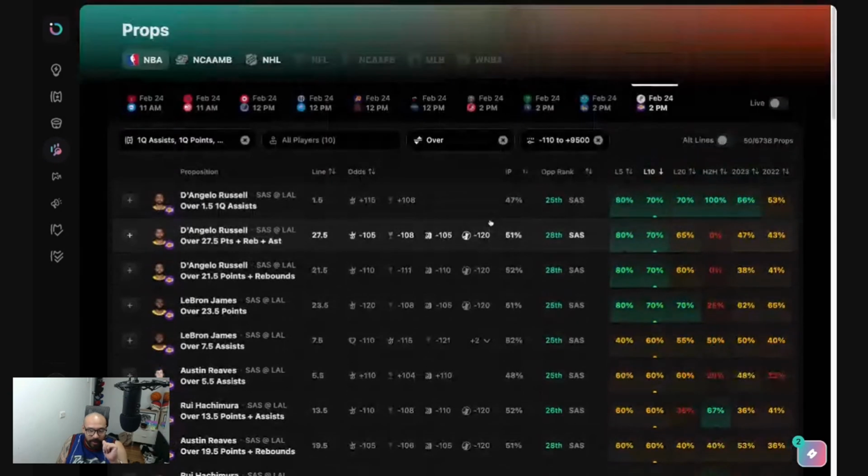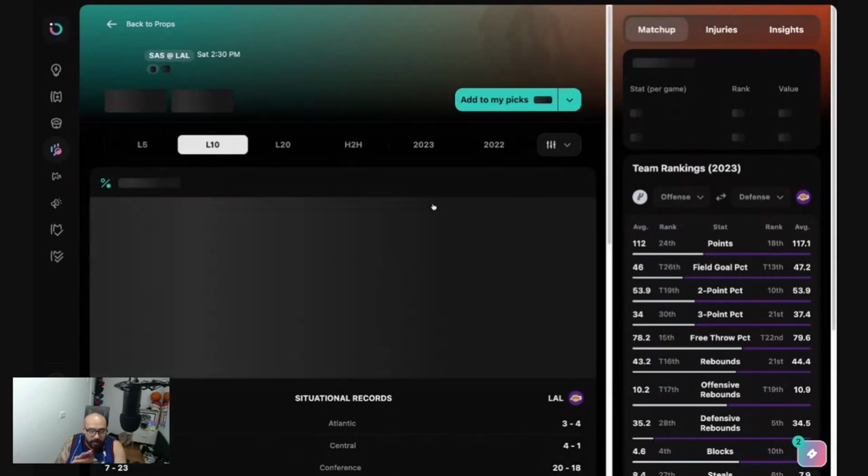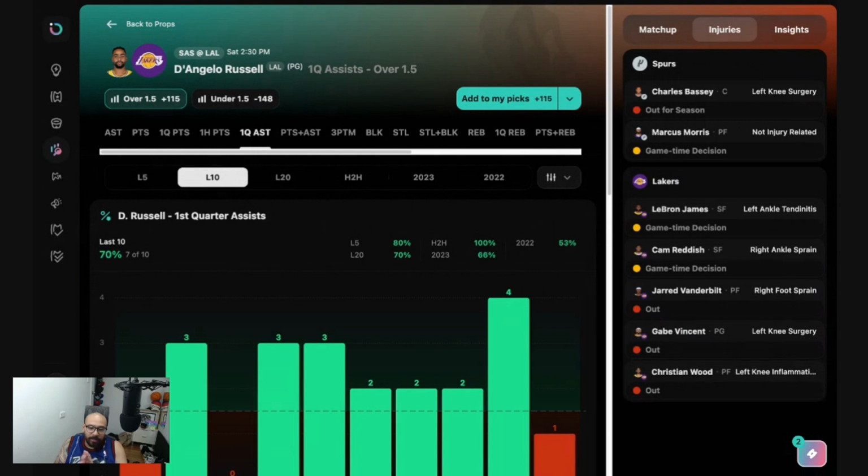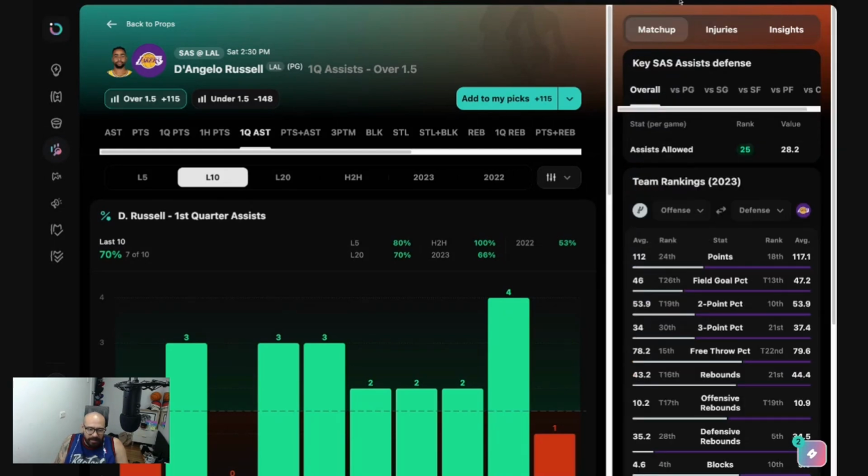Green lights for D'Angelo Russell. Check this out. This almost looks like Christmas. So, what do we got here? Firstly, let's check to see how LeBron's going. LeBron's a game time decision. Cam Reddish is a game time decision. Vanderbilt, Vincent Wood all out. So what that means, Anthony Davis, not a game time decision on a back-to-back. Are you kidding me? This is a new man.